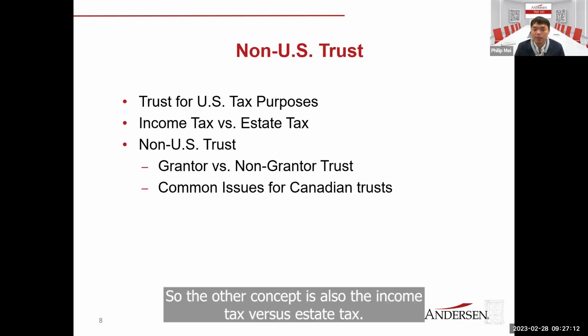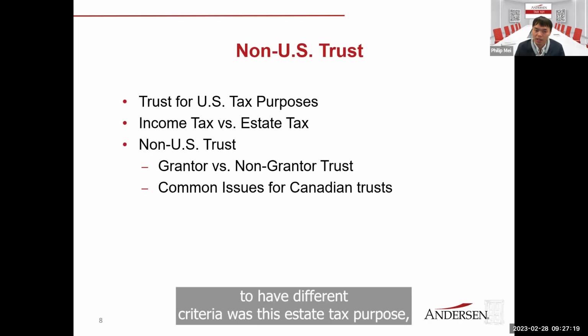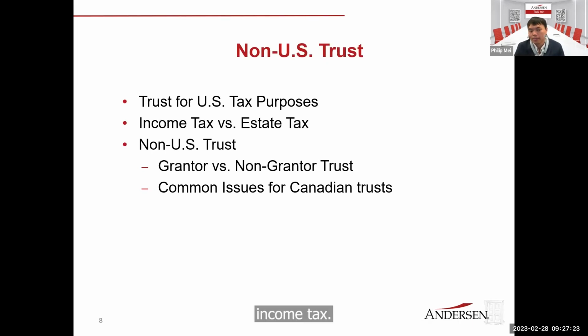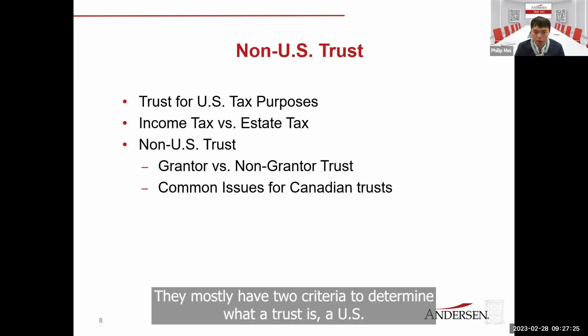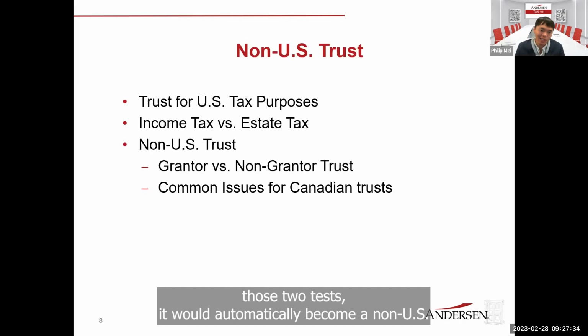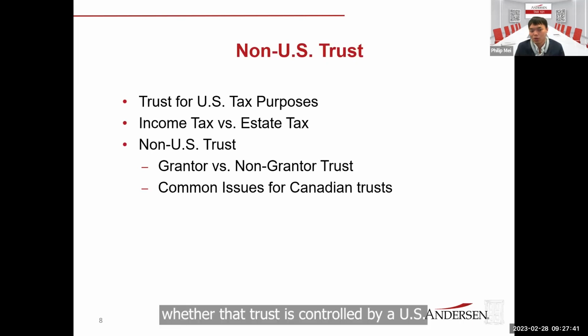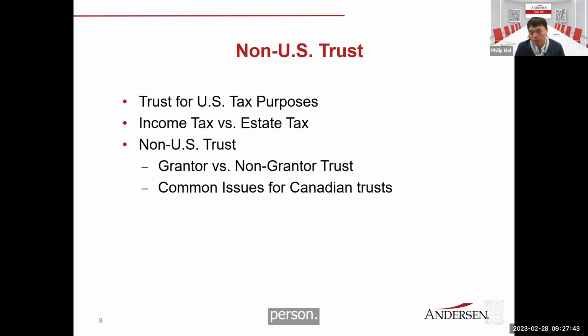So the other concept is also the income tax versus estate tax. For residency purposes, income tax has different criteria versus estate tax. For income tax, they mostly have two criteria to determine whether a trust is a US trust or not. So if any trust doesn't meet those two tests, it would automatically become a non-US trust. The first one is the control test, whether the trust is controlled by a US person.